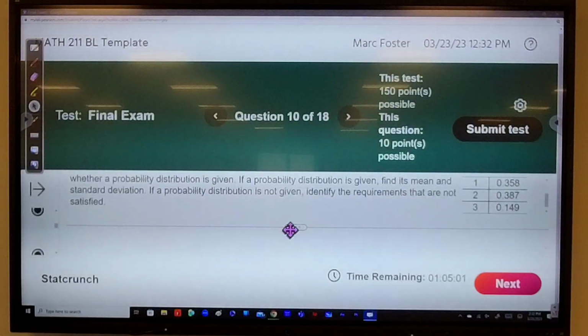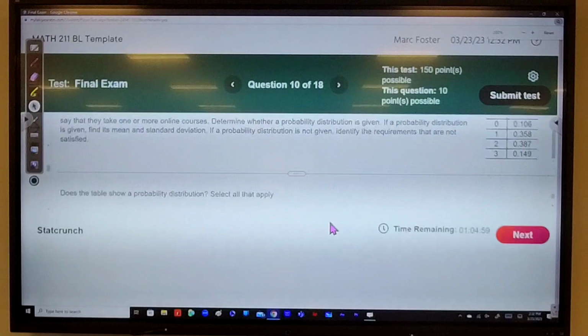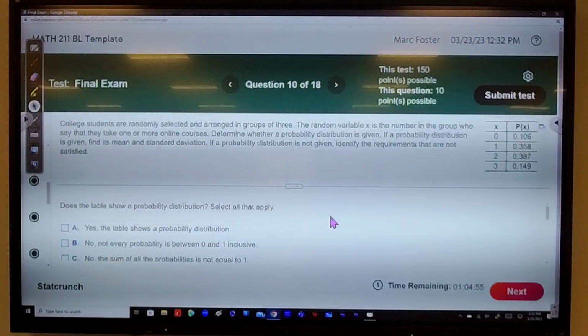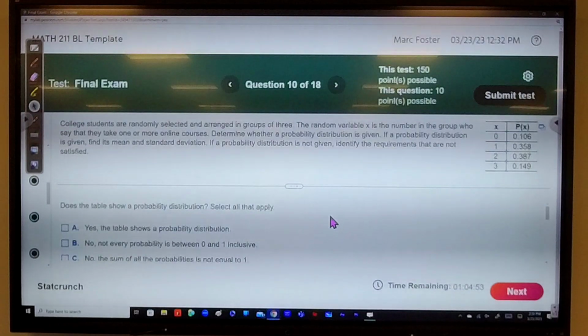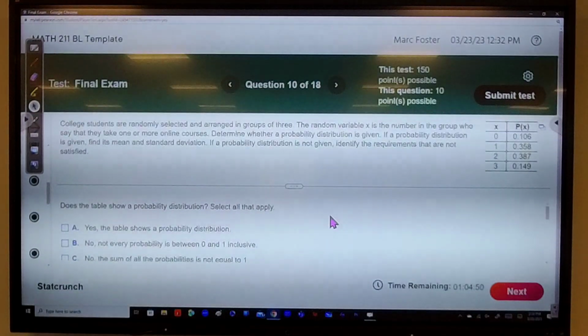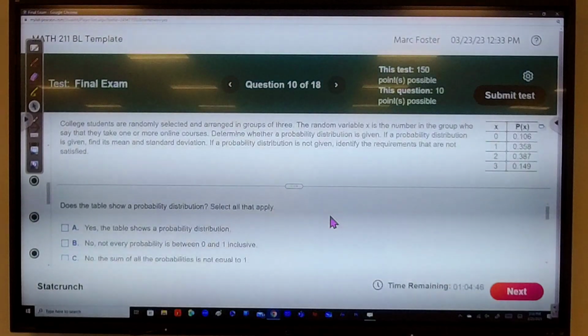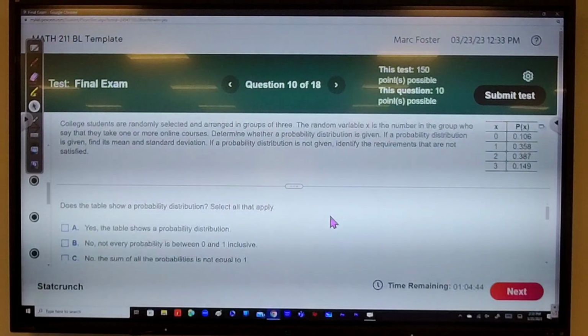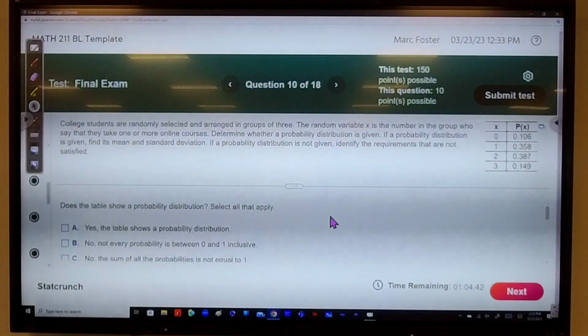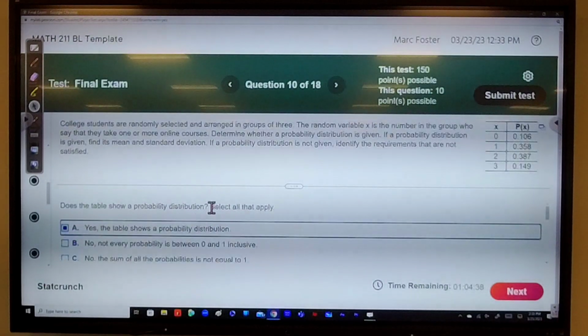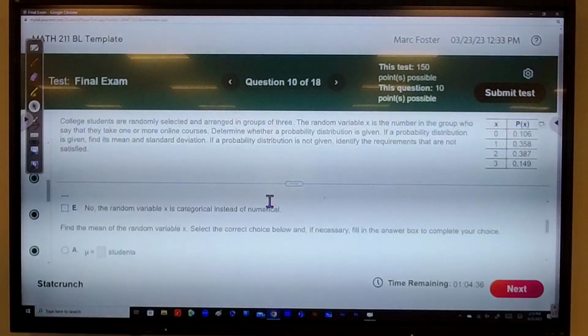So let's see, 3, 6, 9, 7, 8. Just add it up real quick just to make sure. Yes, so mine is a probability distribution because all the probabilities added up to 1.